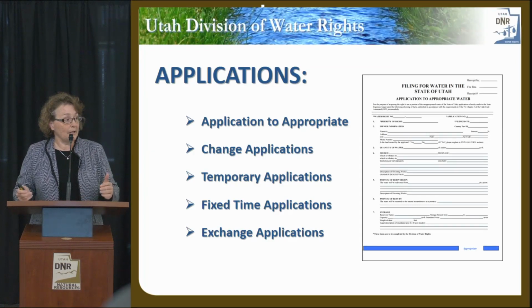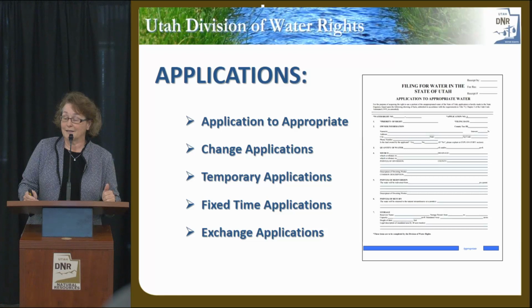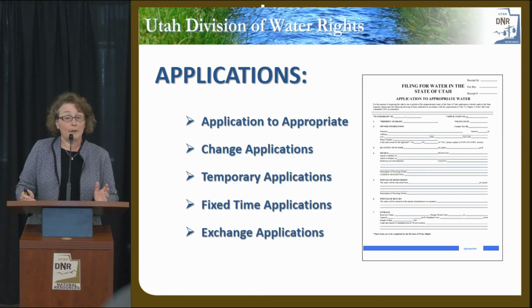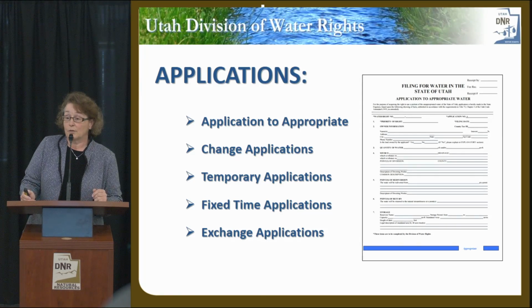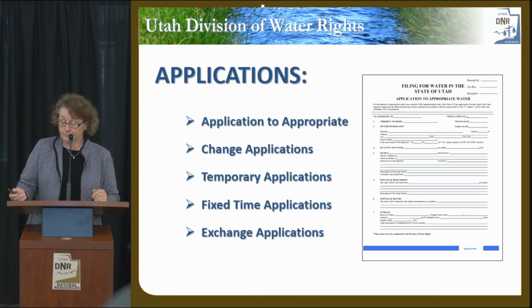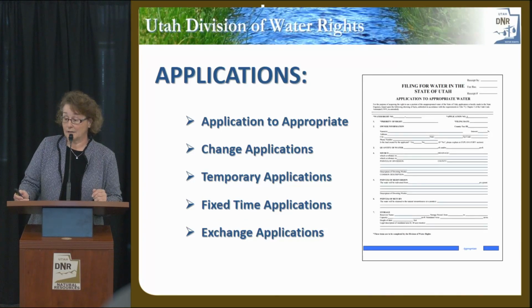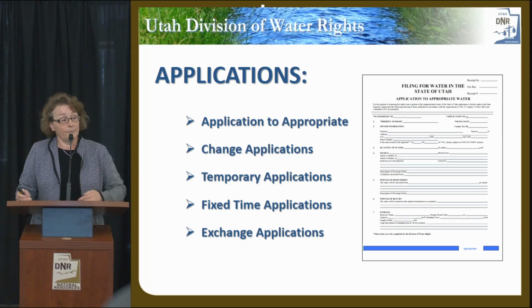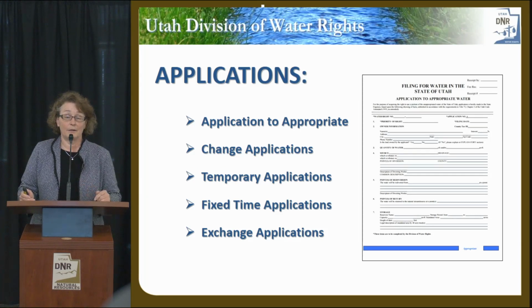Some people may think we get an application and whether we like you or not is the decision, but that is not the case. Every application goes through the same process, and there is a legal framework that we have to follow, and hopefully I can help you understand that. But applications to appropriate most generally are within Title 73, Chapter 3 of the Utah Code, and it's actually Section 8 where you see the application to appropriate criteria, and I'm going to cover that in quite some detail for this presentation.